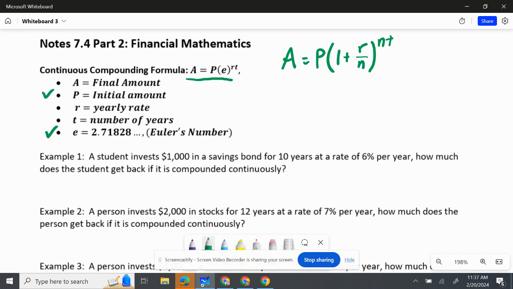Then what we have is it's raised to the r, and remember the rate needs to be written as a decimal. So if you look at our first example, that should be 0.06. And then we have time in number of years.